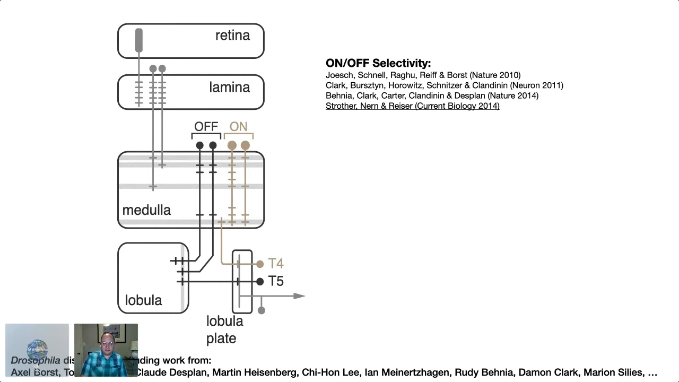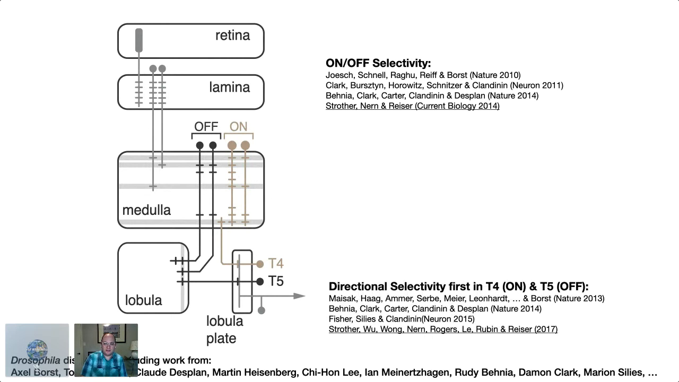And then the other big piece of the puzzle was figuring out and identifying that directional selectivity emerges first in the so-called T4 and T5 neurons. So this is down here at the bottom, and it happens twice. T4 is the on-directionally selective neuron, and T5 is the off-directionally selective neuron. And so there are a very large number of studies and papers, really beautiful work that went into this.